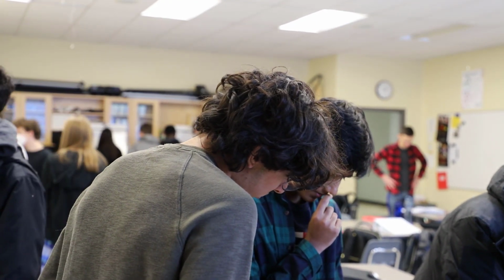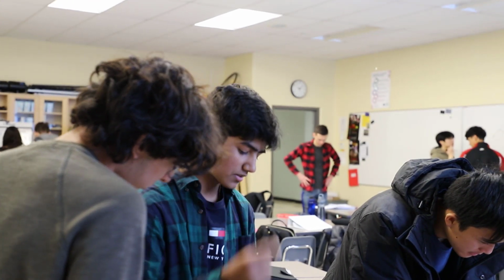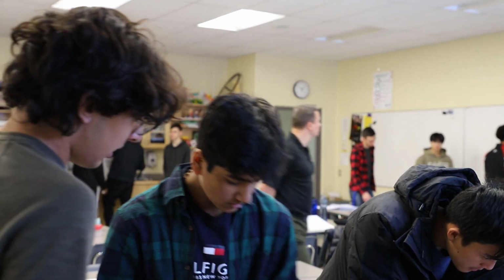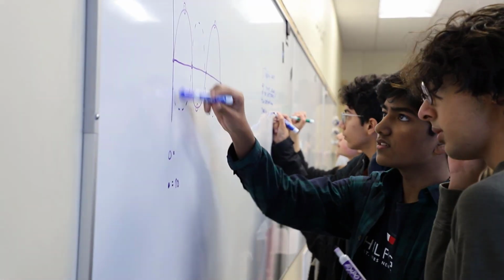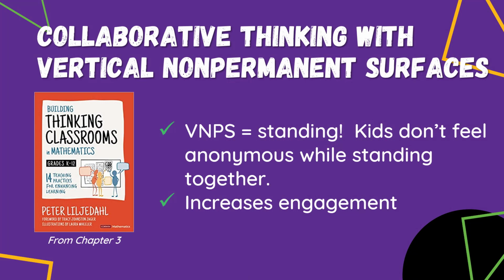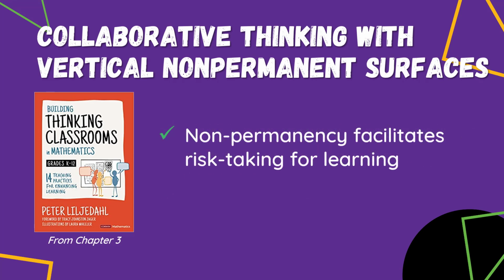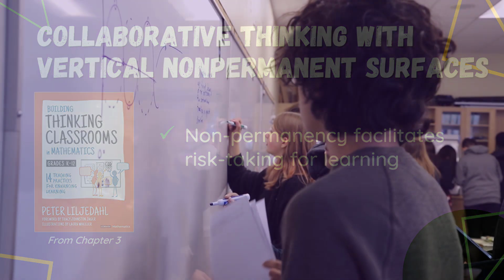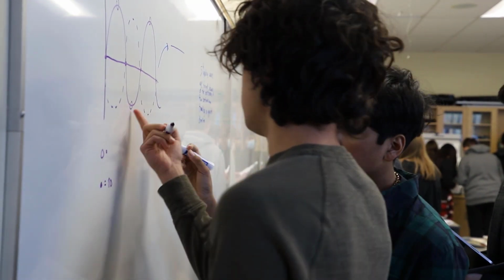I've been using 2-foot by 2-foot whiteboards for years on the table, but there's something special about standing. When students are sitting, they feel anonymous, and when you're anonymous, you are more willing to disengage with what's going on in terms of teaching and learning. But when they're standing, they don't feel anonymous. So when they're standing at the whiteboards, they don't feel anonymous, so they don't disengage. The non-permanent nature of the whiteboards is really important for them being willing to risk. So they'll try something, erase it, try something else again.